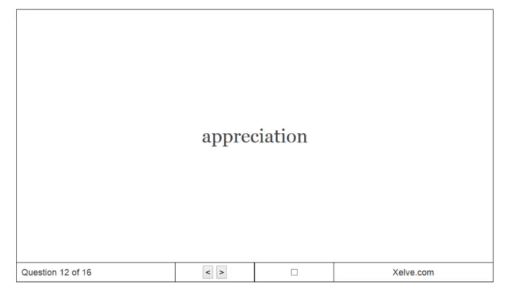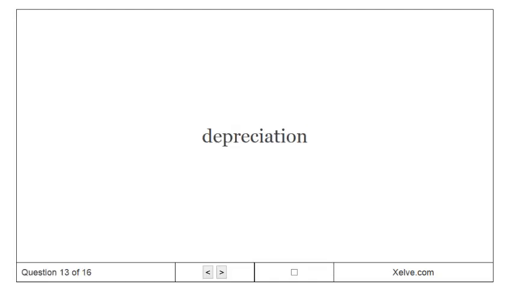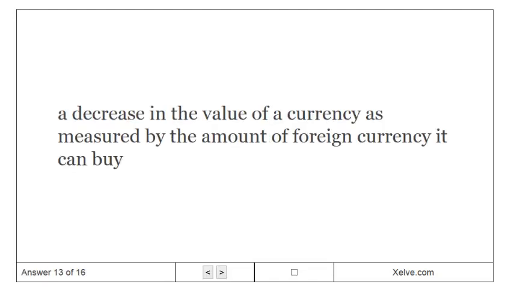Appreciation. An increase in the value of a currency as measured by the amount of foreign currency it can buy. Depreciation. A decrease in the value of a currency as measured by the amount of foreign currency it can buy.